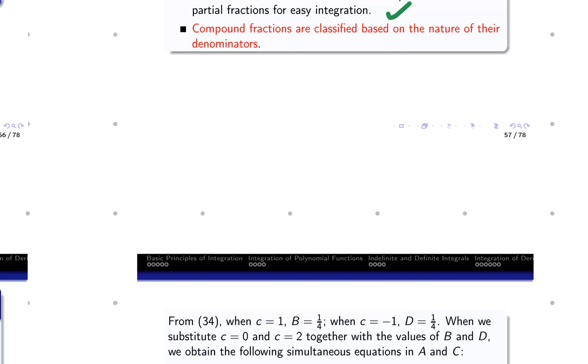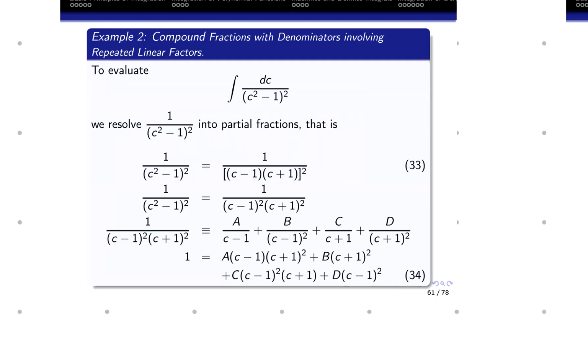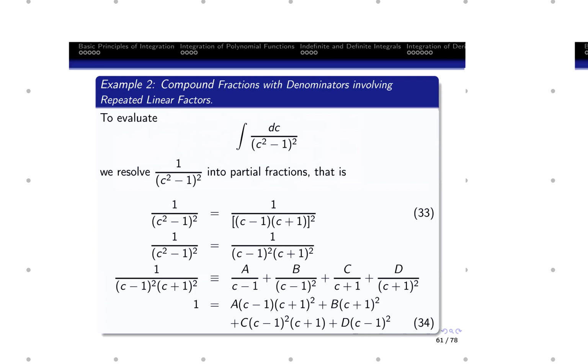So we've taken care of the first one. Now, how about if we have compound fractions with denominators involving repeated linear factors? So we've seen linear factors. Now we want to talk about repeated linear factors. So here, just say this. We want to evaluate the integral of dc over (c squared minus 1) all raised to power 2.